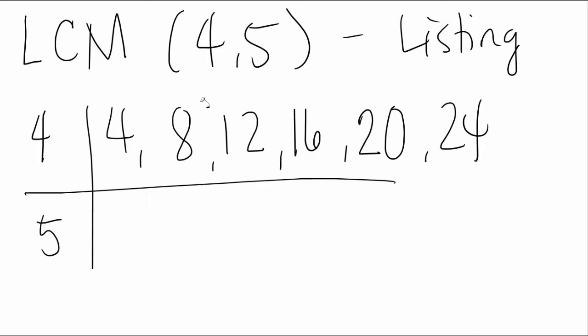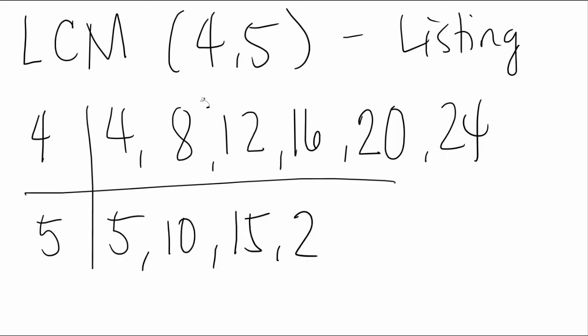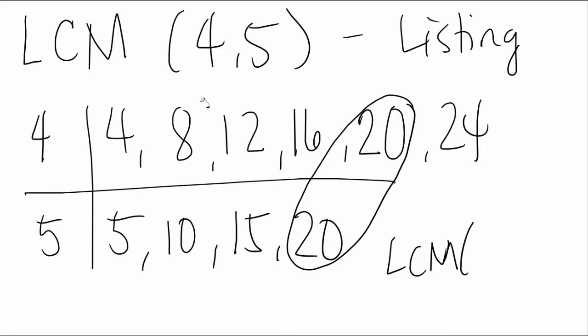So, stop muna tayo sa 24. Then, we will list the multiples of 5. We have 5, 10, 15, and 20. So, we arrive at a common multiple, which is 20. Therefore, the LCM of 4 and 5 is 20. So that is how we do the listing method.